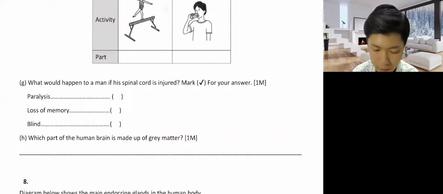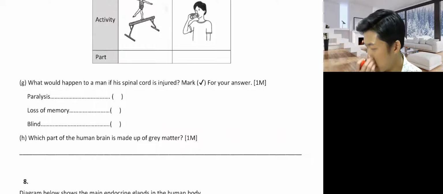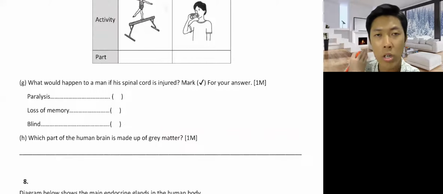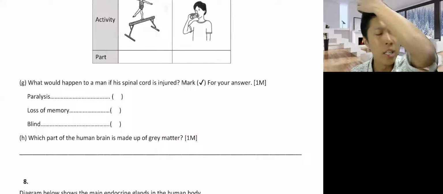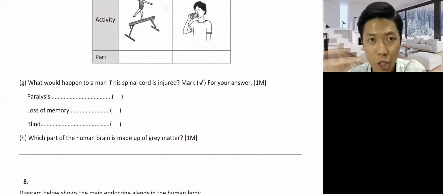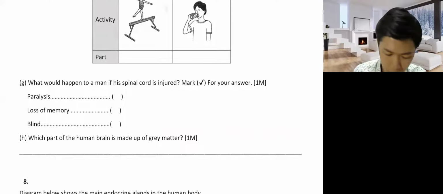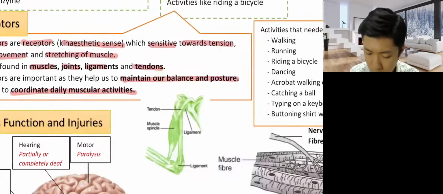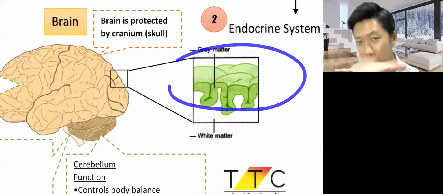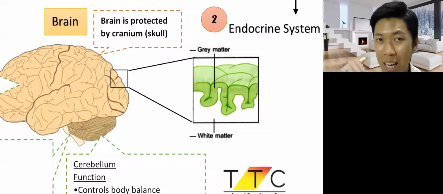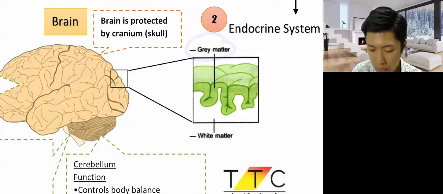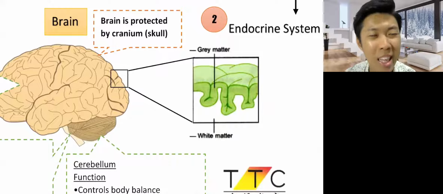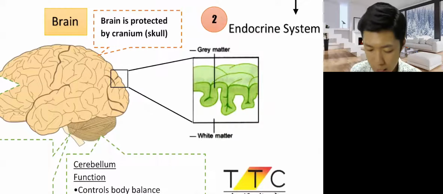G. What happens to a man with a spinal cord injury? Easy. Spinal cord is what connects all the nerves to your brain. If your nerves are injured, then that's it. You cannot do any action or give any reaction, so paralysis. Next, the human brain is made out of gray matter. The first layer, the folded part, is called gray matter, and the inner part, like tofu fa, is the white matter.